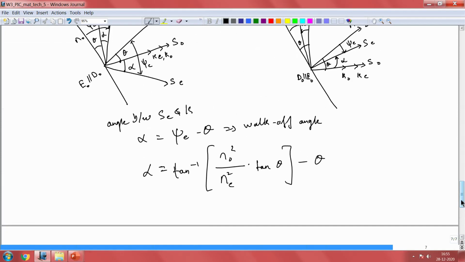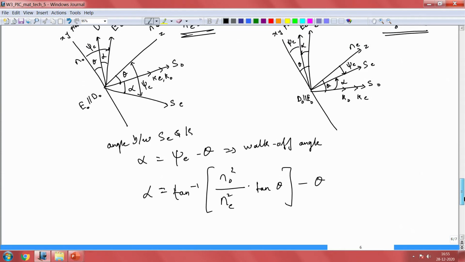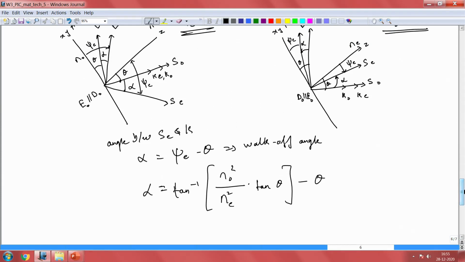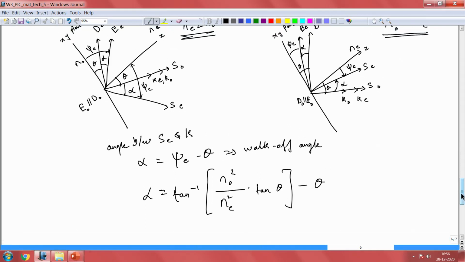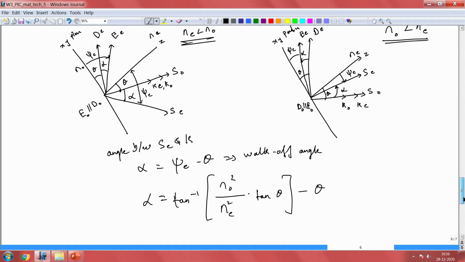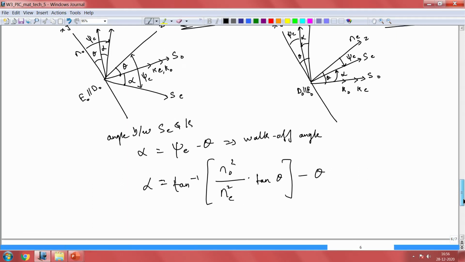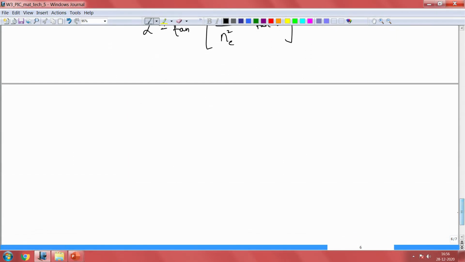So why is this interesting? Why are we interested in understanding this deviation? We can actually exploit this difference in the propagation direction for polarization splitting. One interesting application is the polarization beam splitter.